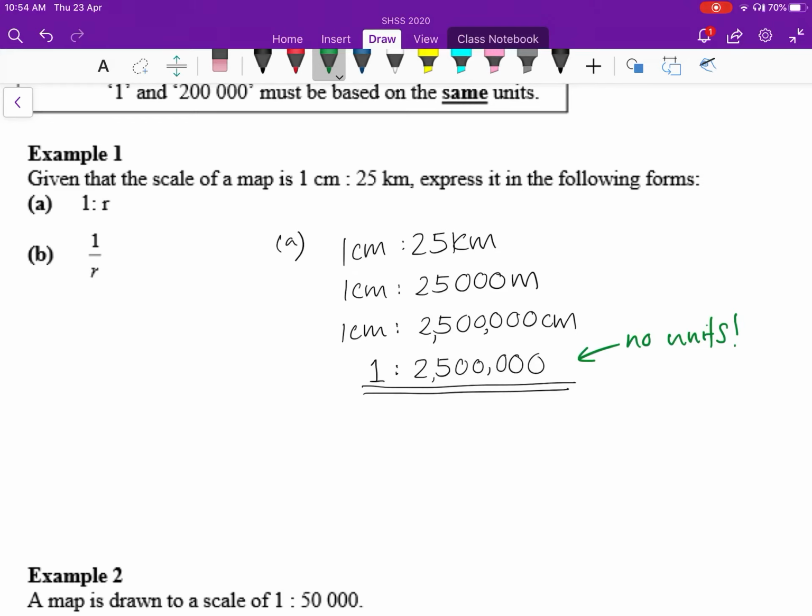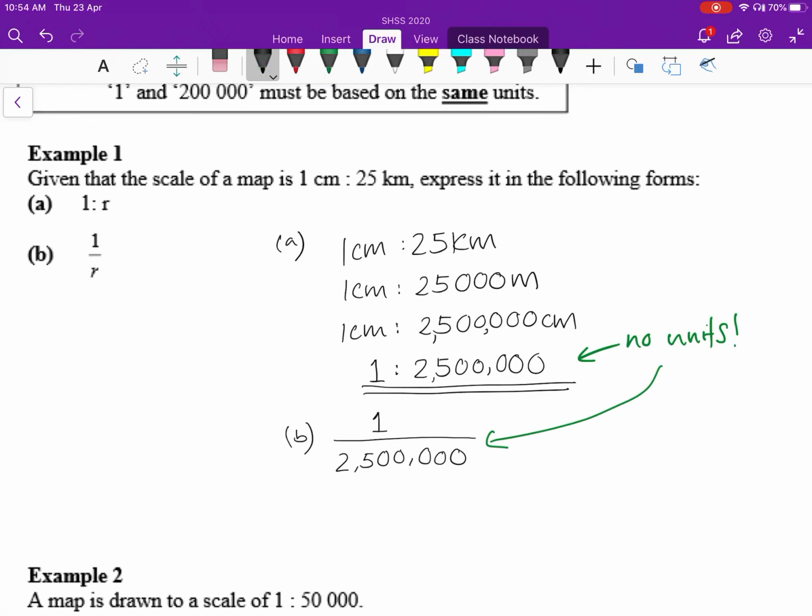Alright, now part B is very simple. They want it in fraction. Just give it to them in fraction. Just 1 over 2,500,000. They are already both in cm, so you already know. Again, no units.